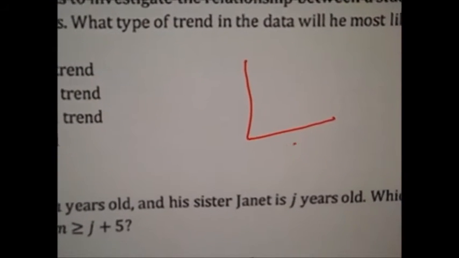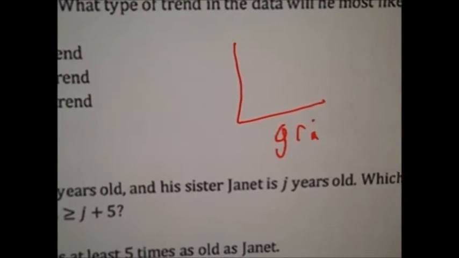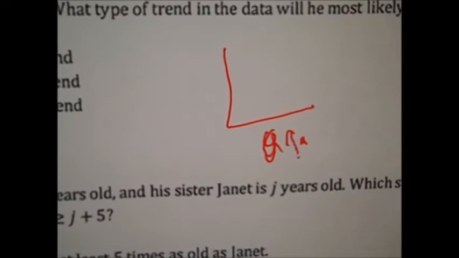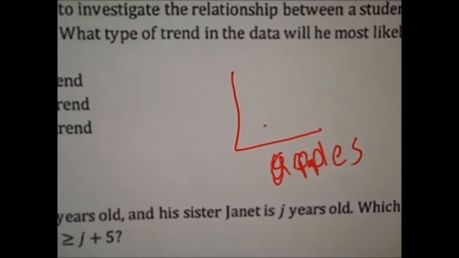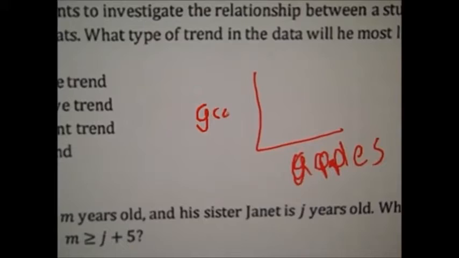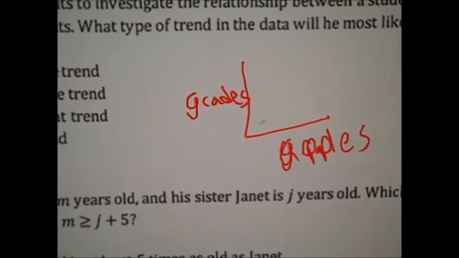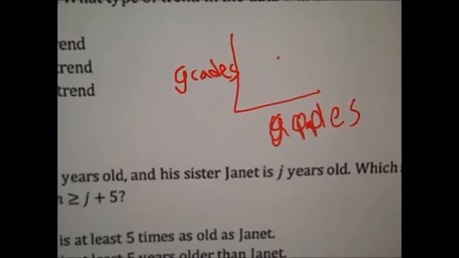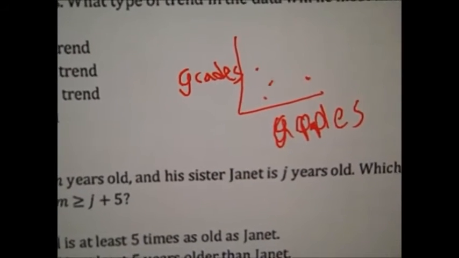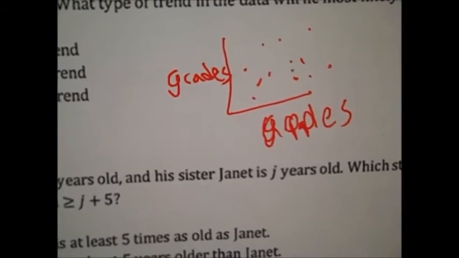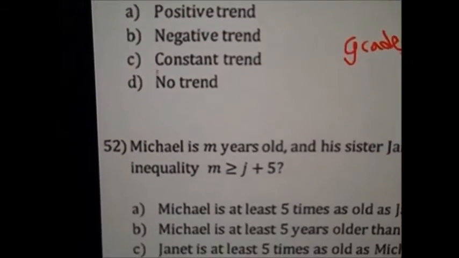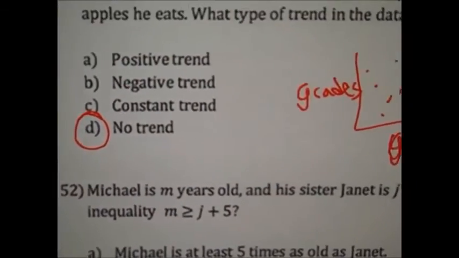Okay, try to visualize a graph. Now let's set this as apples on the bottom and then grades on the left. As you eat more apples, do your grades improve? For the most part, the data would be all over the place. So that will be no trend. Generally, no trend.